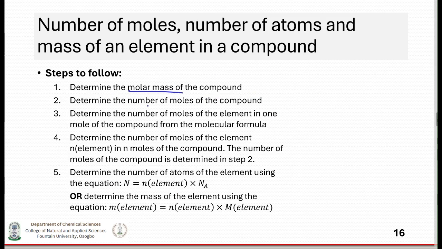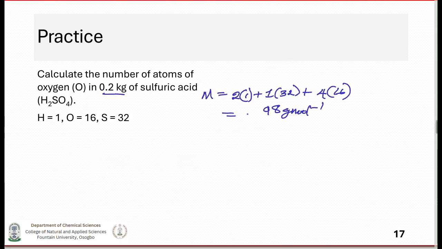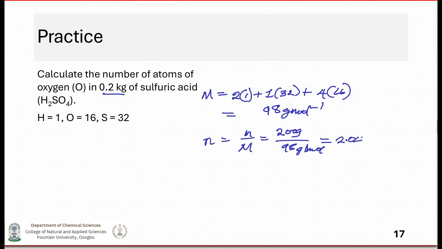The second step is to determine the number of moles of the compound. So we convert the mass to moles. Remember, number of moles equals mass over molar mass. What is the mass? It is 0.2 kilograms, and we have to convert it to grams. Don't forget that. 200 grams divided by 98 grams per mole gives us 2.04 moles of sulfuric acid. So we are done with step number 2.